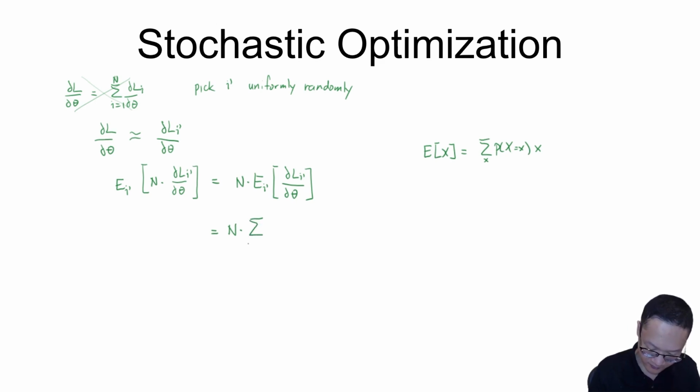Okay, so we're going to pick I prime uniformly randomly from the set 1, 2, all the way up to n, because there are n data points and we're just randomly picking one of them. So then that means that the possible outcomes are going to be from 1 to n as well. And then for each possible outcome, we're going to sum up the probability that I prime equals each of the outcomes, multiplied by the thing that we're taking the expectation of. And that's going to be the partial of l_i prime with respect to theta.